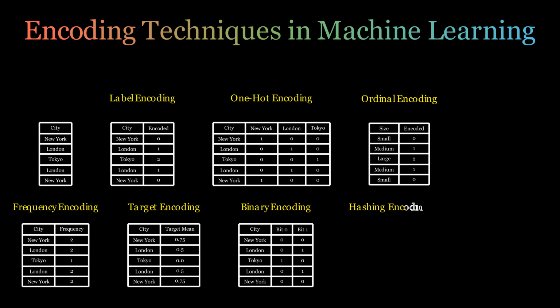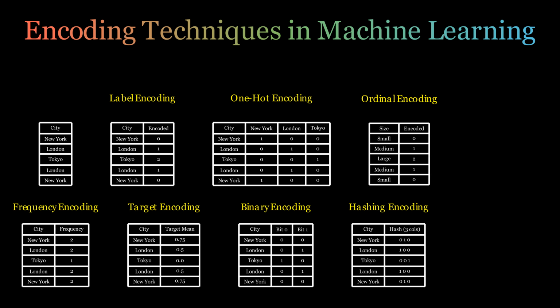Hashing encoding maps categories to a fixed number of columns using a hash function. Efficient for many categories. Use hashing encoding when dealing with high cardinality categorical variables and when you want to limit the number of features, but be aware of potential hash collisions.